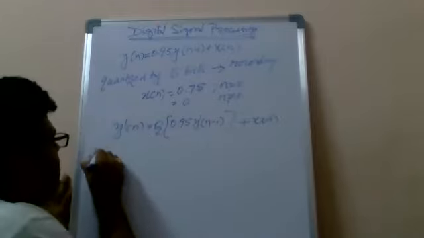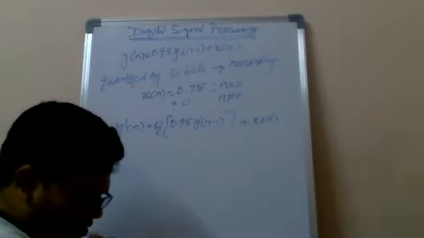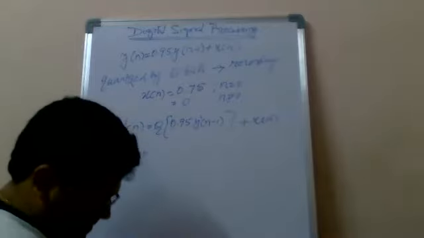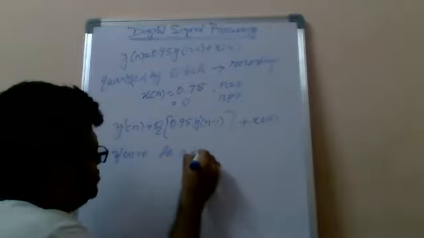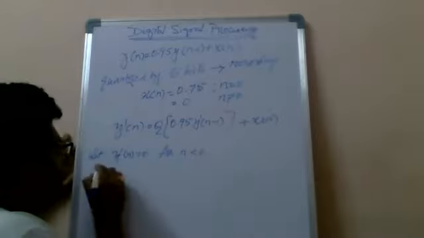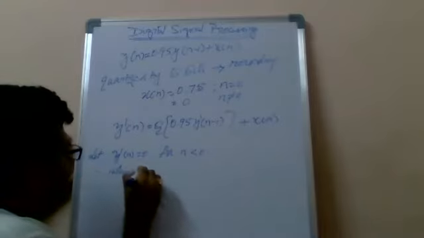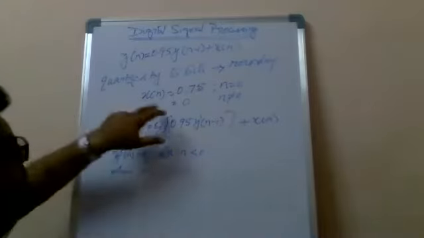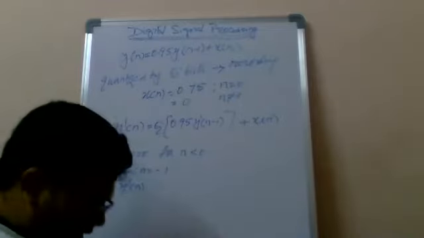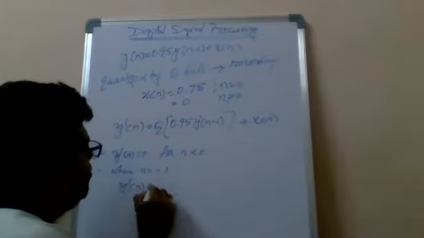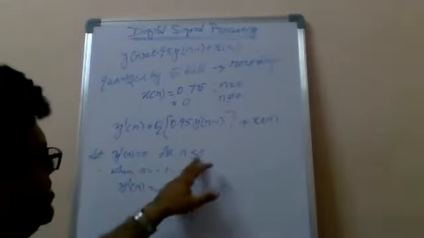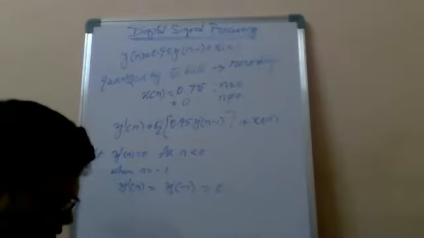Now let us consider case by case. Let y dash of n be equal to 0 for n less than 0. Right? So when n equal to minus 1, what happens to this? Your y dash of n equal to y of minus 1, which is obviously equal to 0. For n less than 0, we have considered it as 0, so it is 0.